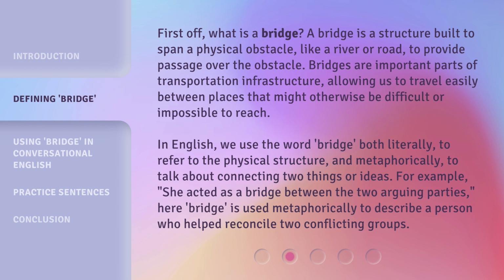In English, we use the word bridge both literally, to refer to the physical structure, and metaphorically, to talk about connecting two things or ideas. For example, "She acted as a bridge between the two arguing parties." Here, bridge is used metaphorically to describe a person who helped reconcile two conflicting groups.